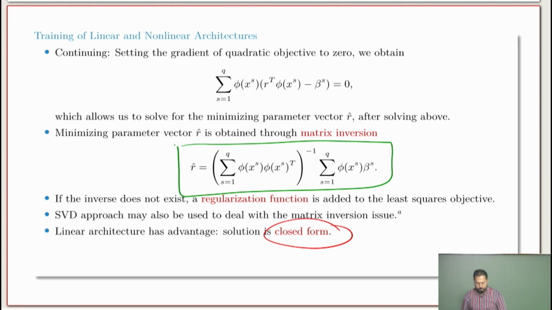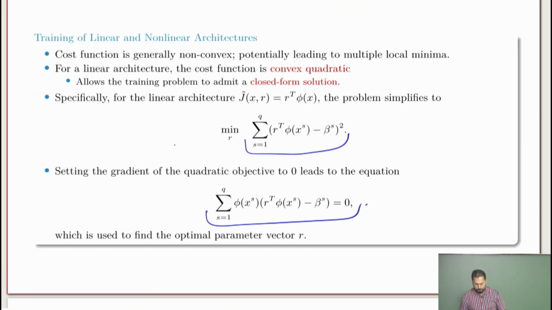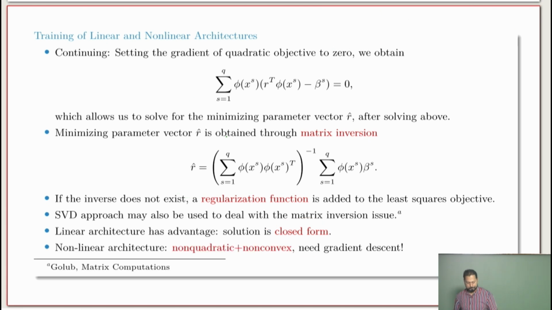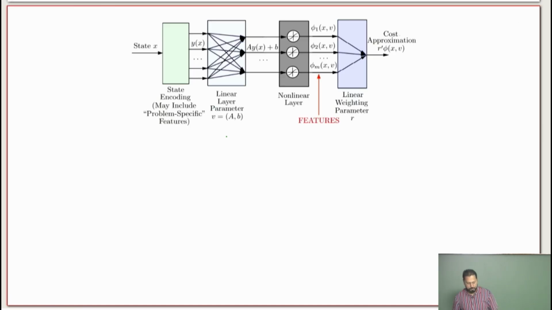So if our cost function was linear, J tilde (x, r), then we can explicitly solve for the parameter. However, if it is not linear, then as we know, we may use some gradient descent.